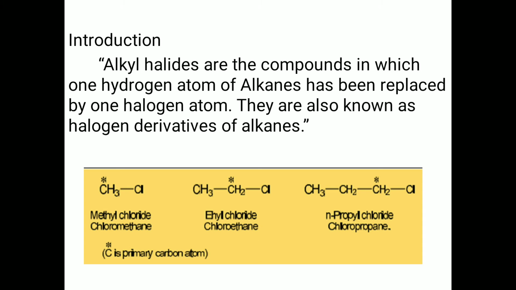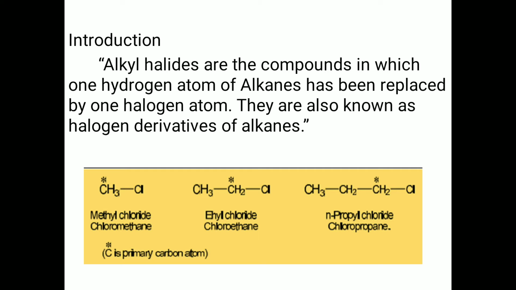Today we will start our new chapter, alkyl halides. First of all, we will introduce alkyl halides. Alkyl halides are the compounds in which a hydrogen atom of an alkane has been replaced by one halogen atom. They are also known as derivatives of alkanes. You can see here one hydrogen atom from methane has been replaced by chlorine.